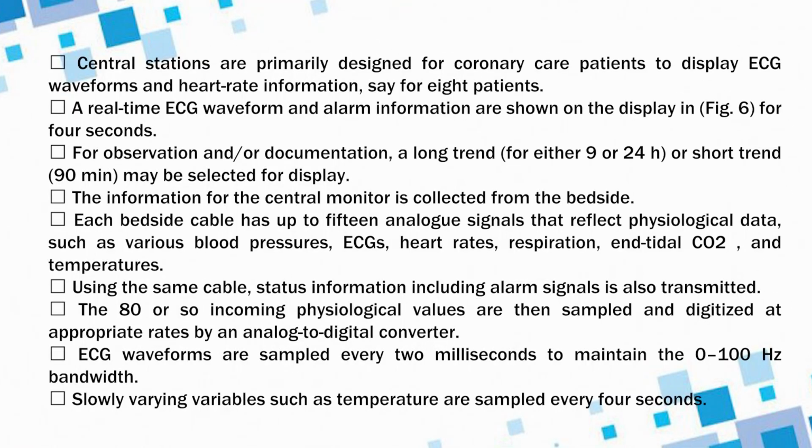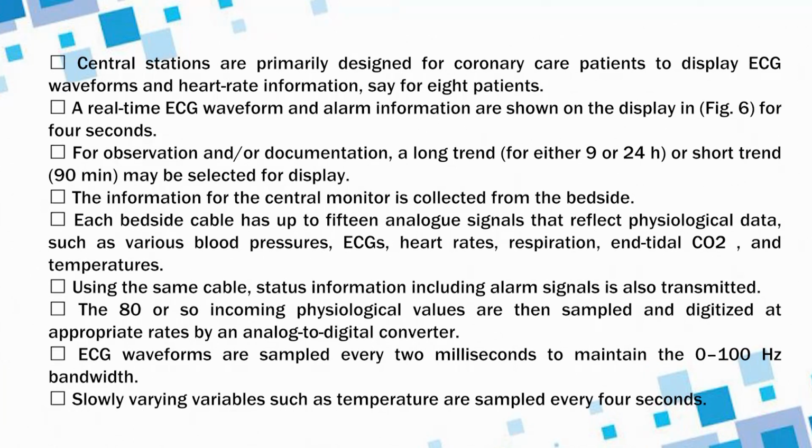Central stations are primarily designed for coronary care patients to display ECG waveforms and heart rate information, say for 8 patients. A real-time ECG waveform and alarm information are shown on the display in figure 6 for 4 seconds. For observation and or documentation, a long trend for either 9 or 24 hour or short trend of 90 minutes may be selected for the display.